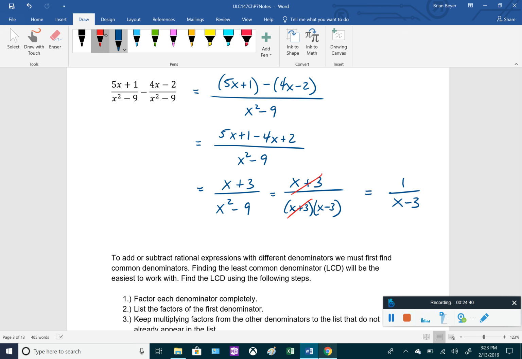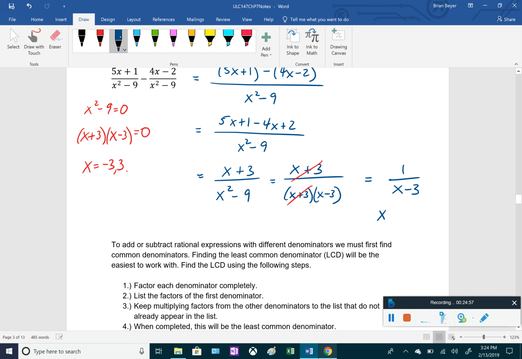Now the numbers that we would have to exclude from that denominator, x squared minus 9, which factored to x plus 3 times x minus 3: we set them both equal to 0. We get negative 3 and positive 3. So that's what we exclude here. x cannot equal negative 3 or positive 3.